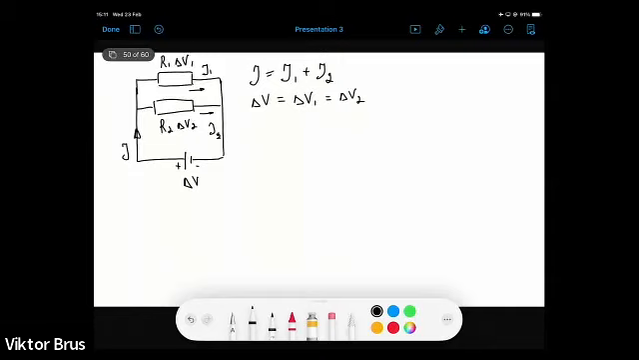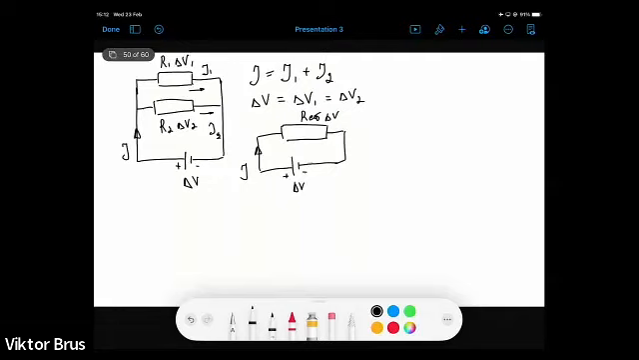So in this case, we also want to find some equivalent resistor, which will substitute these two resistors connected in parallel. So it will be R equivalent with delta V across it. If we have an equivalent resistor, it means that the current here should be the same as in the first circuit.